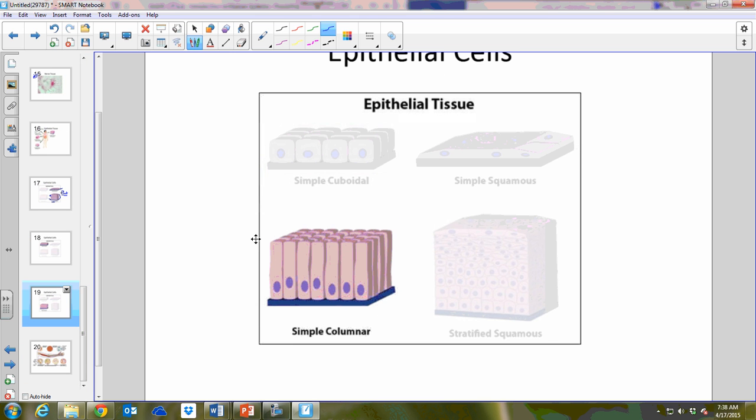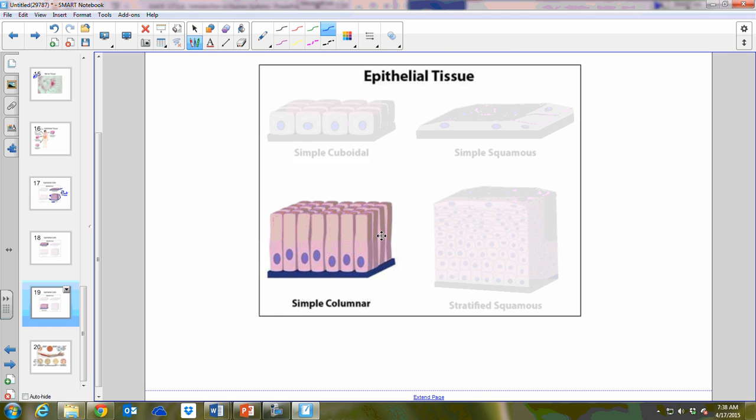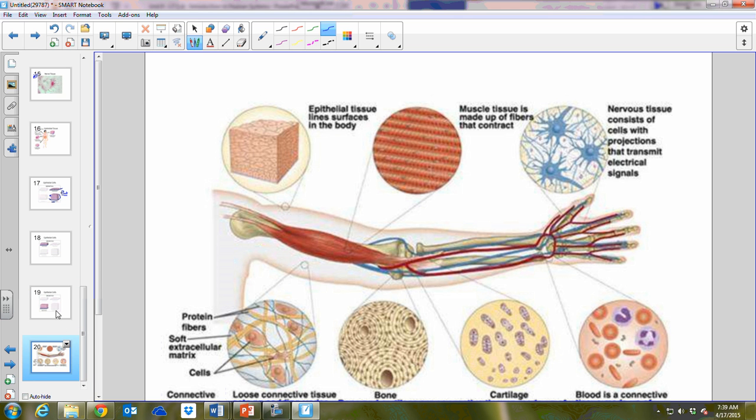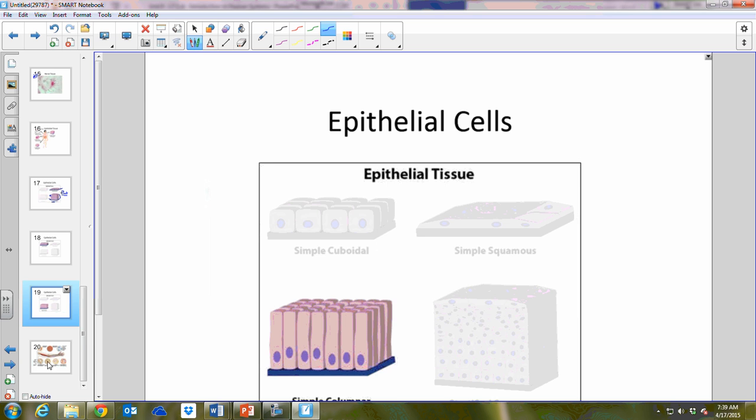And then last, columnar. And columnar are usually in just one layer, but I guess you could have stratified columnar as well. But columnar cells, because of their great surface area, usually serve to absorb different materials, whether it be in your small intestine or your kidneys or different places. Columnar cells are used primarily for absorption. So those are the four tissue types and their brief definitions.